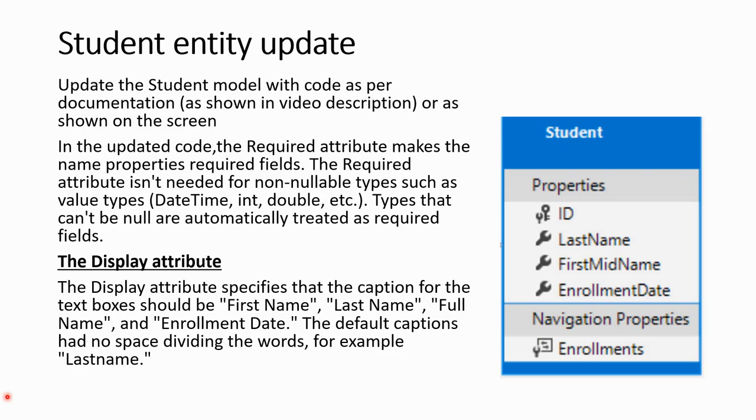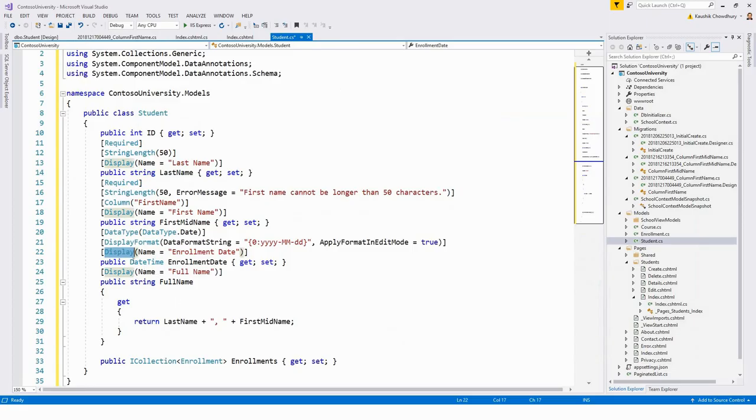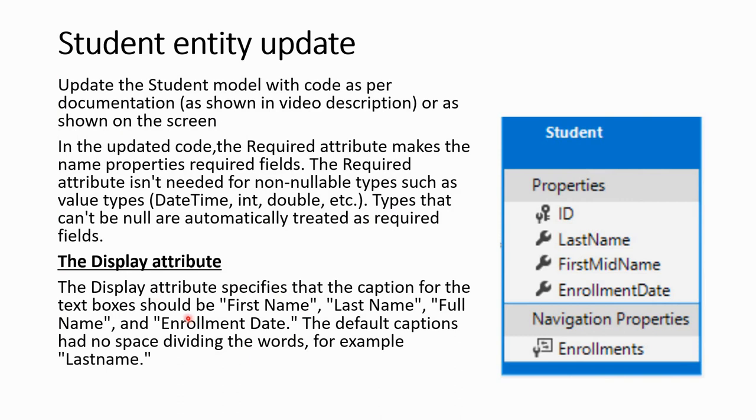And the display attribute, again going back to the code, specified display first name, display enrollment date, display full name. So what do they mean? They mean that the caption for the text box should be first space name, last space name, full name, and then enrollment space date. The default captions had no space dividing the words, for example, last name.